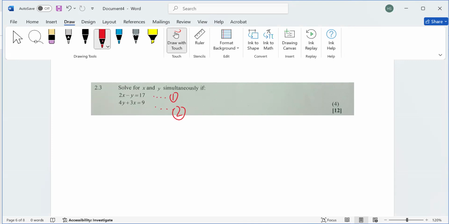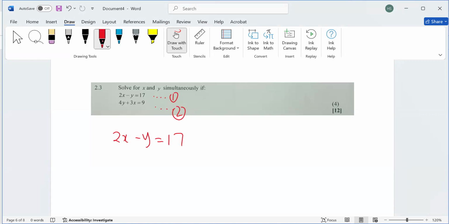You say between the two of them, which one seems to be simple? By just looking, equation 1 seems to be simple. I'm going to take equation number 1 and write it here: 2x minus y is going to be equal to 17. Now, I can either make x or y the subject, meaning my answer should say either x is equal to or y is equal to. Between x and y, which one seems to be simple to make the subject? We make y. Now, we want y to remain alone.